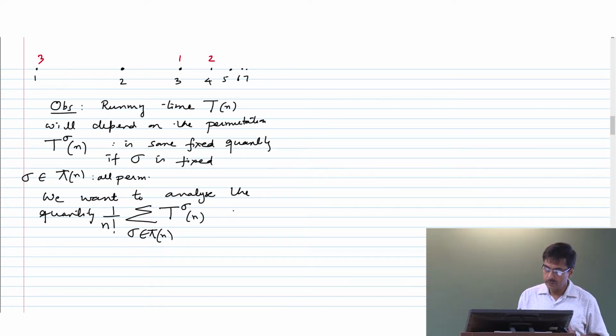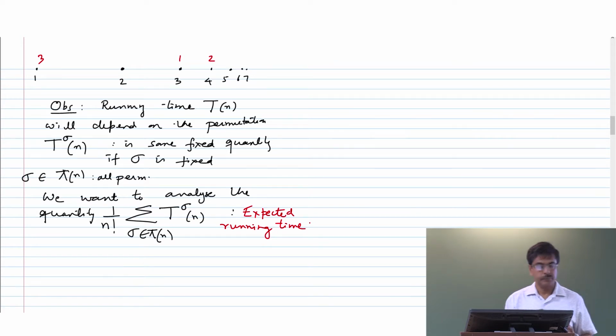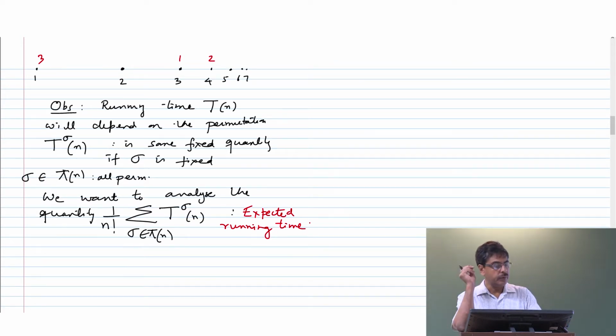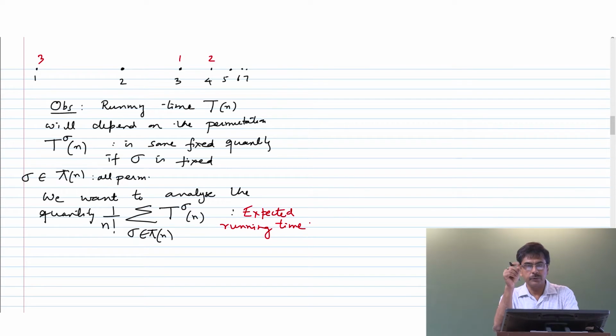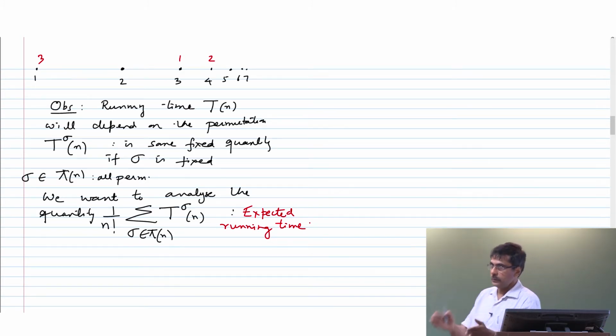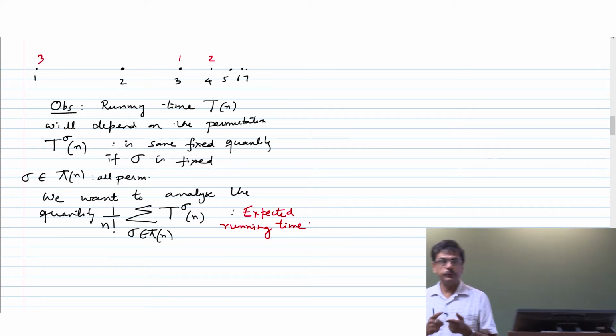This is the expected running time. It's just the weighted average, right? Each permutation has 1 over n factorial probability, then there is some running time corresponding to that. I am taking the average. Now, when we do this kind of analysis, it's also known as the worst case analysis of a randomized algorithm. Why worst case? Because worst case with respect to any input.